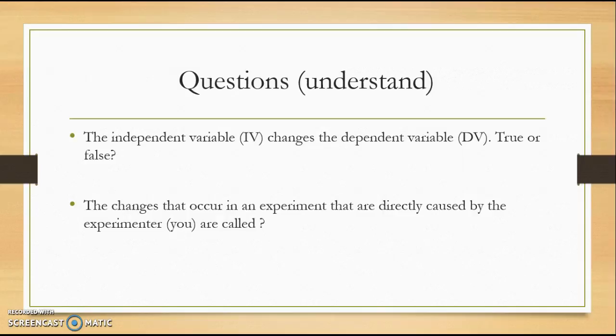So we have some questions. The independent variable changes the dependent variable, true or false? That answer is going to be true. The changes that occur in an experiment that are directly caused by the experimenter or you are called independent variables.